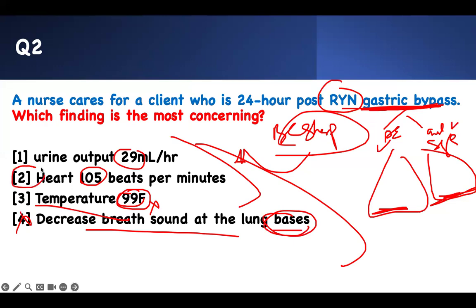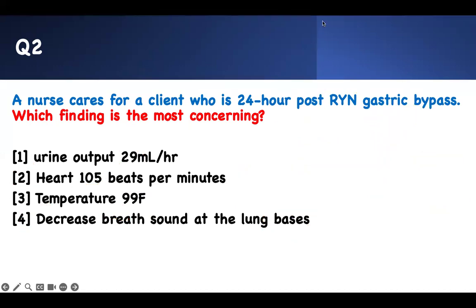So if you don't know about it today, just know: anybody who has gastric bypass and has tachycardia post-op either has a pulmonary embolism or an anastomosis leak. Test-taking strategy for your nursing exams, okay?